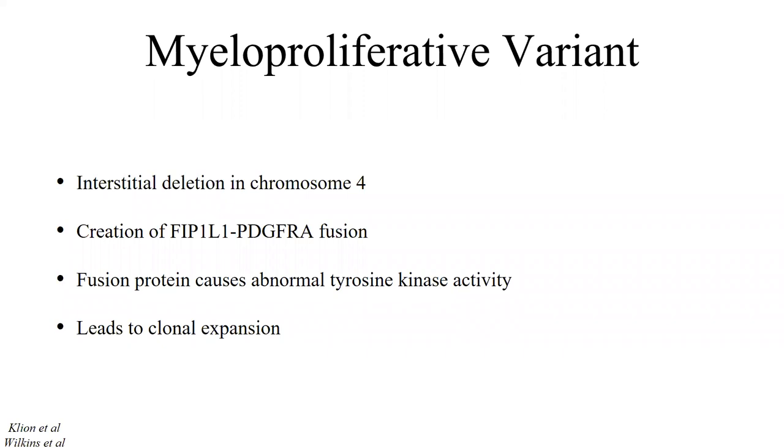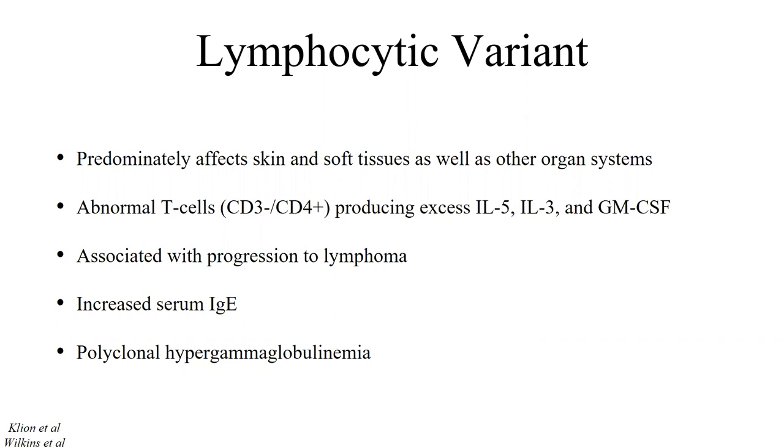The lymphocytic variant predominantly affects skin and soft tissues, but of course it can affect any organ in the body. This involves abnormal T cells producing excess growth factors and mediators. It is associated with progression to lymphoma. You can see an increased serum IgE and polyclonal hypergammaglobulinemia.